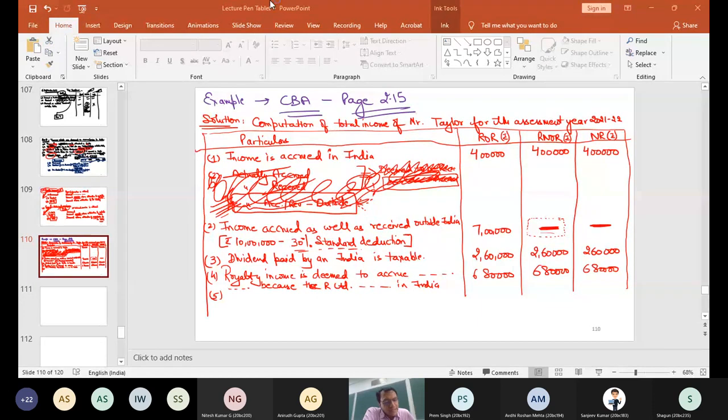Okay, can anyone tell me the answer of this point? Sir, I think it is not deemed to accrue or arise in India, because firstly we have to check whether it is actually received in India or not. That is not the case. So now we don't have to focus on where it was accrued.